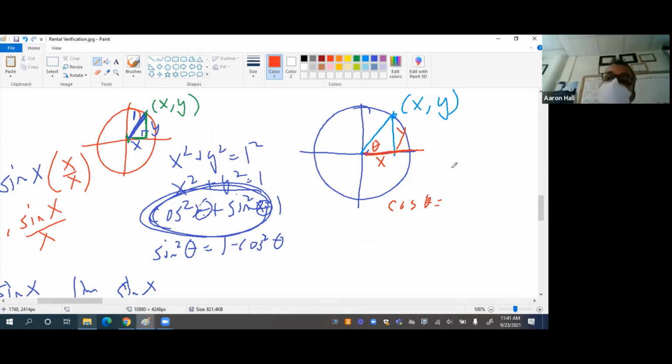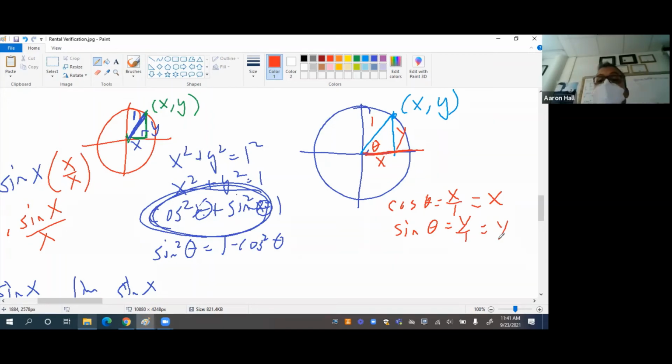The cosine of theta, by definition, is adjacent over hypotenuse. The hypotenuse is 1. So that gives us what? X over 1, which is X. If I consider sine of theta, by definition, we get Y over 1, which is Y. Correct? Do you agree with that?